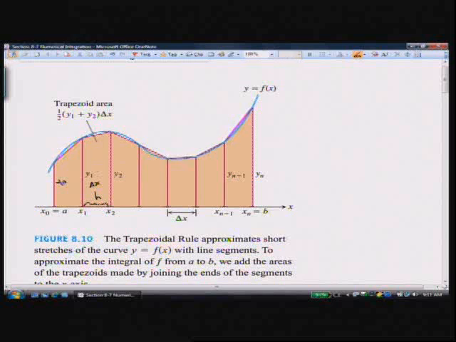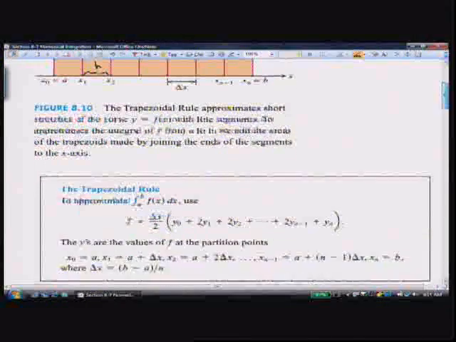And that's the same for y2. It's going to be used in the second trapezoid and in the third trapezoid. So except for y naught, and it turns out yn, the last one, those y coordinates are going to be used twice. Of course, the 1/2 and the delta x is used each time.